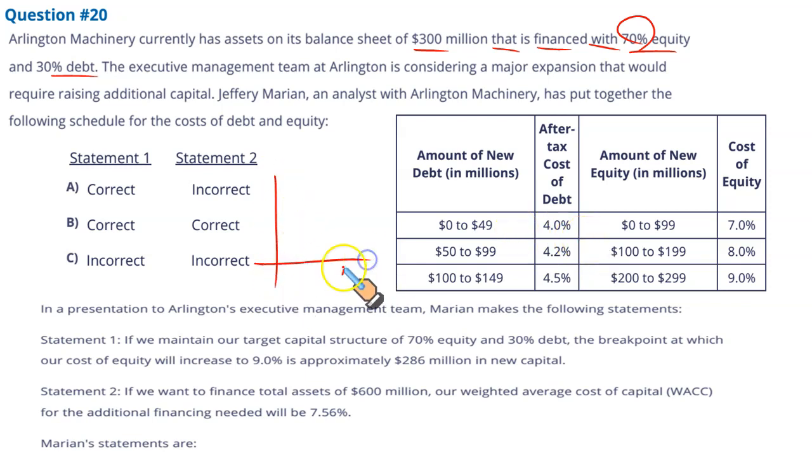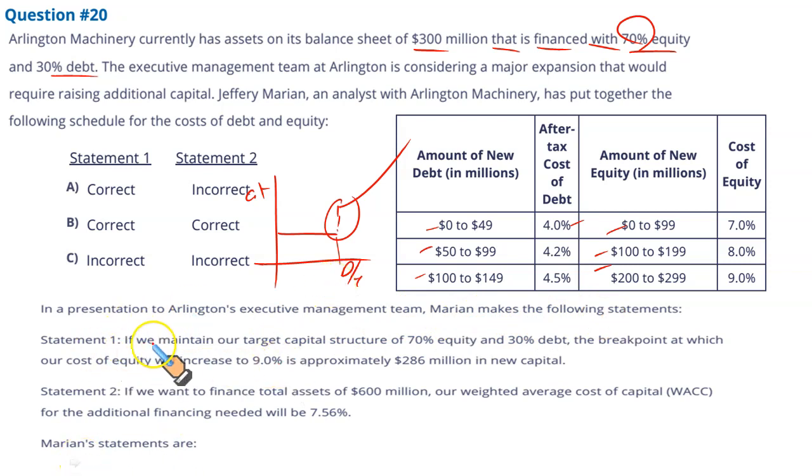Normally, when you take debt upon equity and return or cost on this side, you have a consistent cost of equity up to a certain level. Whenever additional debt or additional equity is taken, there is a breaking point that will make a little jump in your cost of capital. This sudden jump at a certain point of additional funding is called the breaking point or the break point. So in presentation to Arlington's executive management team, these are the break points at different levels of debt and equity given here. Marion makes the following statements. We need to determine which of these statements are correct.